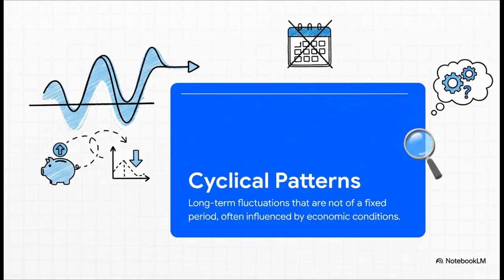Now this brings us to a trickier concept: cyclical patterns. Just like seasonality, these are waves of ups and downs. But, and this is the key, they don't have a fixed period. Think of things like business cycles, those periods of economic expansion and recession. We know they happen, but you can't just mark your calendar for the next one. They're much longer term and way less predictable.